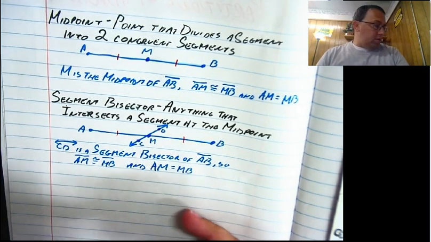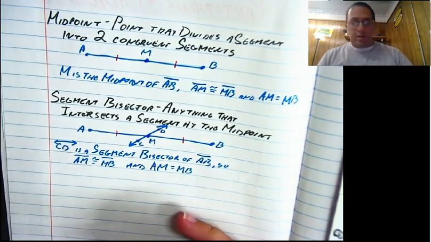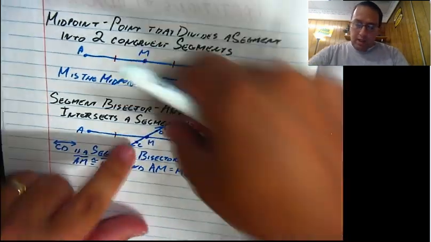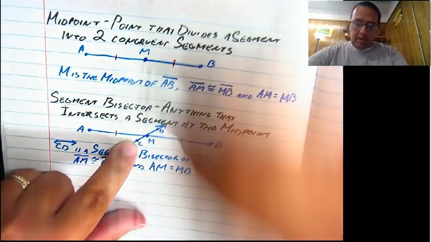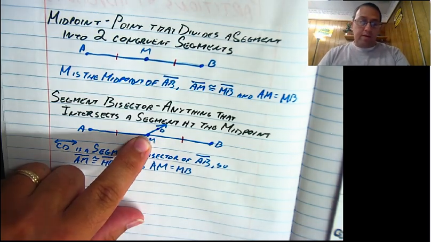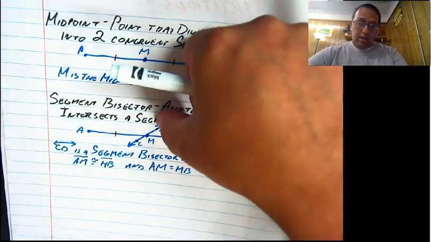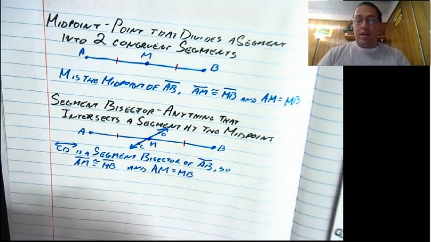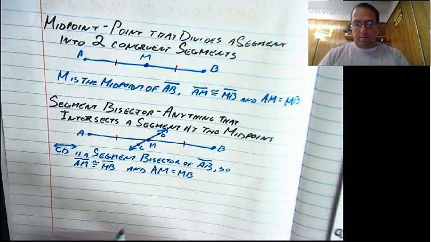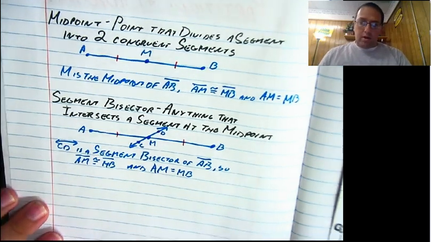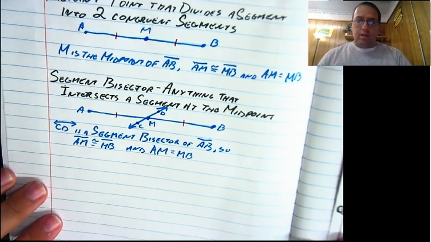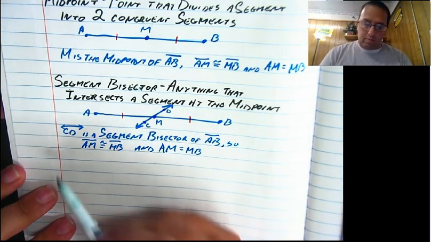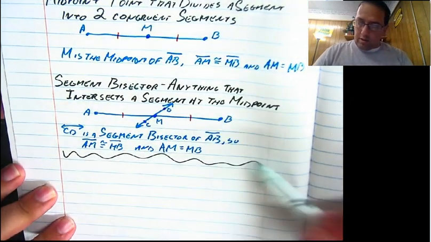Now, remember, segment bisectors can be anything. So it could be line CD, it could be segment CD, it could be ray MD, it could be ray DC. Doesn't matter. You could even have a plane there as the segment bisector. All it has to do is go through the midpoint and therefore cut the segment in half. So we have two congruent segments.